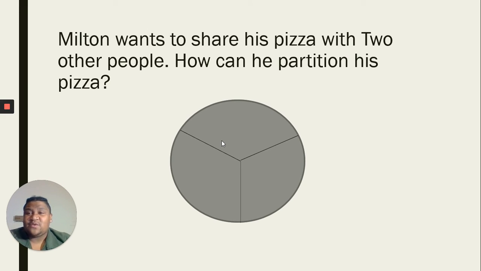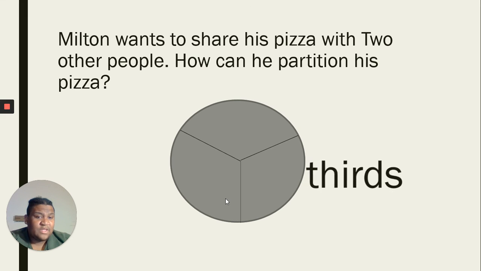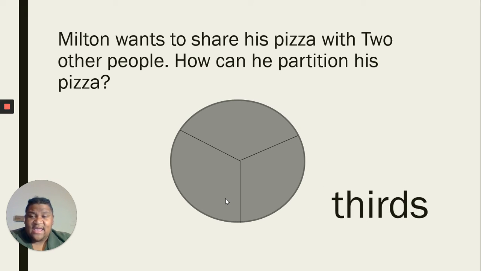Milton wants to share his pizza with 2 other people. How can he partition his pizza? So he already partitioned it into 3 equal pieces. And we know that 3 equal pieces, 3 equal shares, is called what? It is called thirds. And the fractional unit that Milton will receive for his pizza would be 1/3. His next friend will get the other third, and his other friend will get the other third.